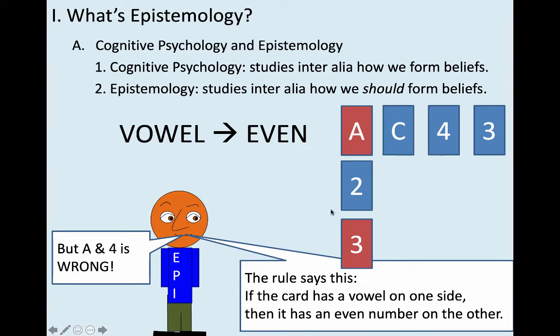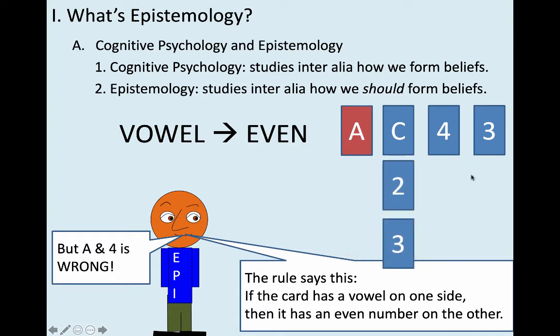So in order to test the rule, you're going to need to turn over this card. You're going to need to turn over card A to see, is there an odd number on the other side? If there is, it's wrong. If there isn't, it's okay so far. What about C? Well, suppose there's a 2 on the opposite side of C. Would that make the rule if vowel then even wrong? You might be tempted to think it would, but it doesn't, because the rule does not say this.